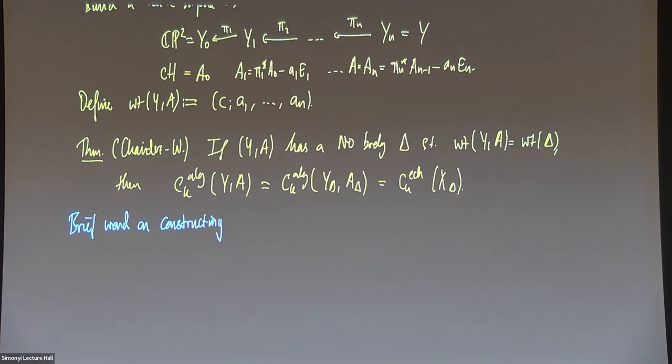Sorry, can I just ask? Of course. You said something about if you can embed a star-shaped domain into this and get an inequality. Where do you use that it's a star-shaped domain? Oh, that's a good question. Couldn't you do that for any symplectic manifold? I don't remember off the top of my head. Okay. I'll get back to you.